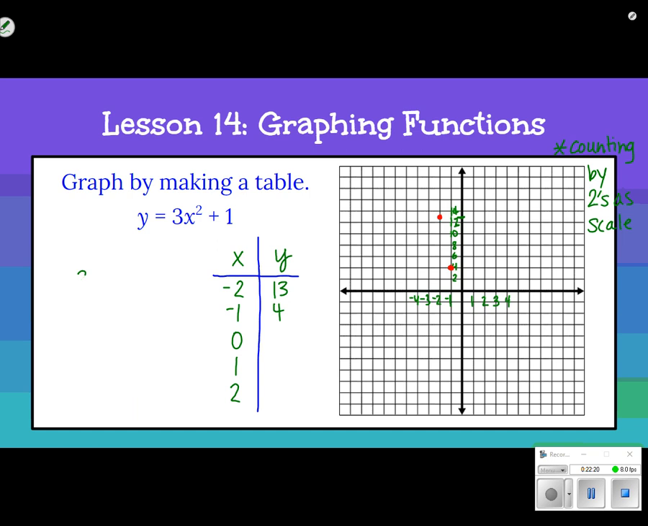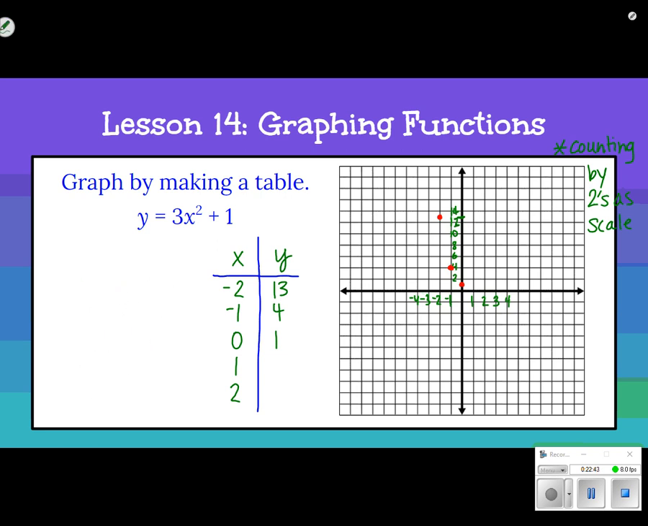All right, let's try 0. 0 squared is 0. 3 times 0, well, that's 0. 0 plus 1 is 1. So we've got 0, 1. So that's this halfway point, because remember I'm counting by twos on the y-axis. And then let's do 1 and 2, and then we'll draw our picture.